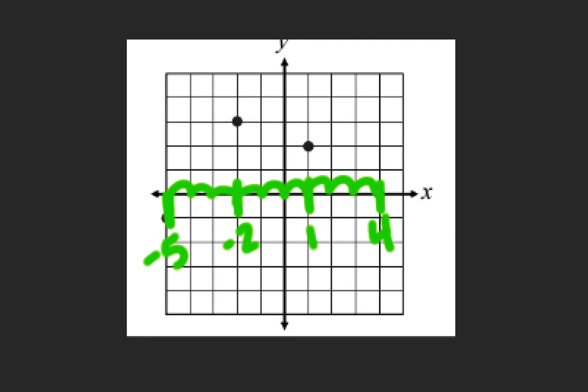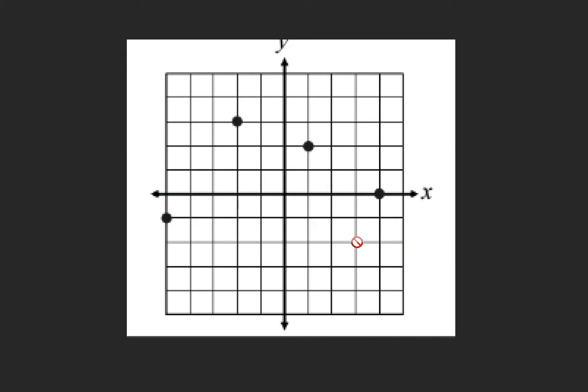Okay, simple enough. Now let's look at range. My range is going to be my Y values. So I'm going to look at each one of these points and determine where they cross the Y axis. I'm drawing some quick little lines right here so you can see exactly where they cross the Y axis. Notice how I'm putting a line at each point.